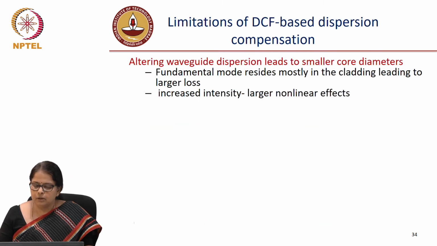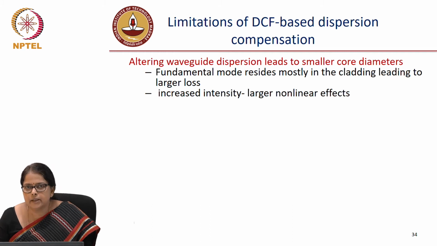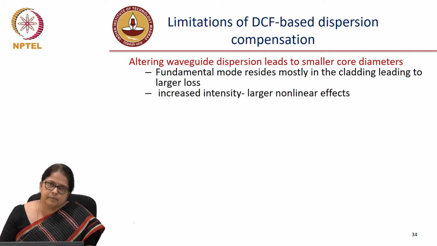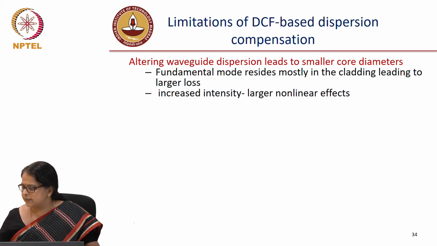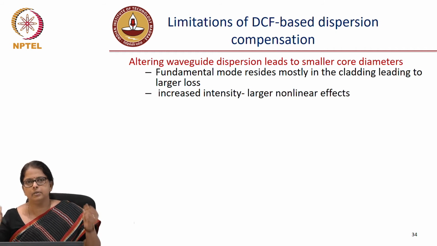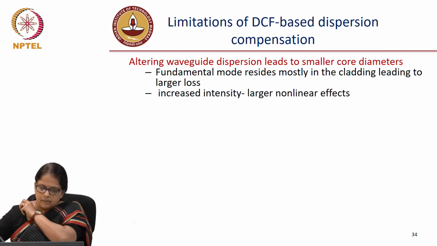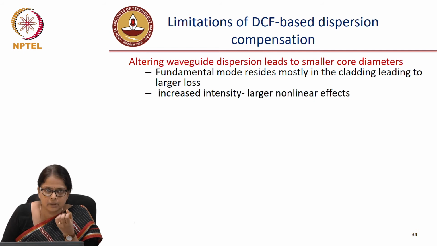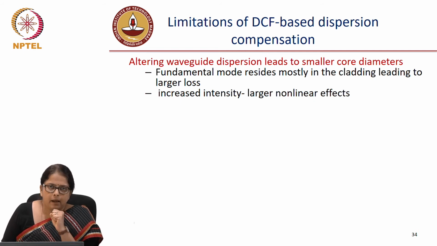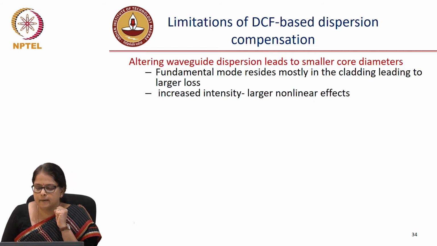Now we need to see what are the limitations of the DCF-based compensating system, and why we need another method for compensating, because DCF seems to be a very effective way of compensating dispersion, because all it involves is introducing a fiber in the whole link, right? But it turns out that, as we discussed earlier, altering the waveguide dispersion leads to much smaller core diameters.